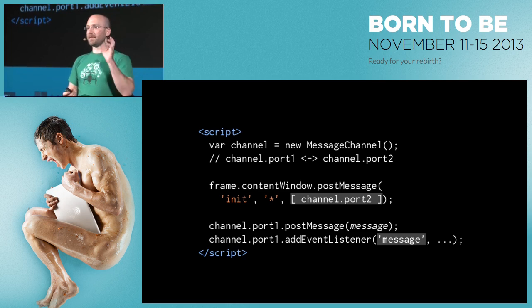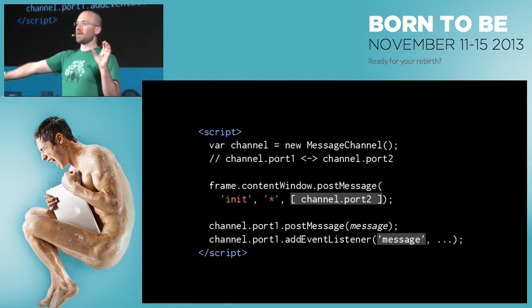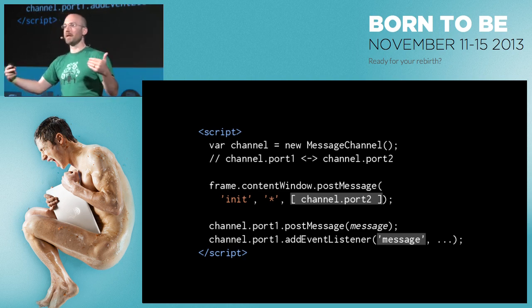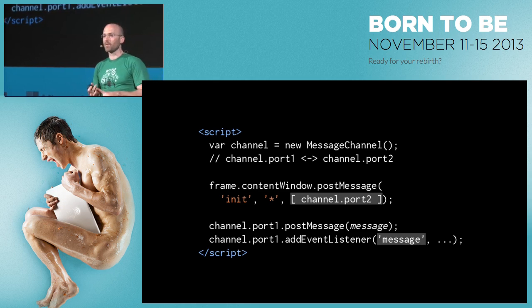You can say that the database piece of my application gets one side of the port, and the templating section of my application gets the other side of the port. And that allows them to communicate together, even though they don't have, and they shouldn't have, direct access to each other's data. Message channels have been around in WebKit and in Chrome for quite some time.